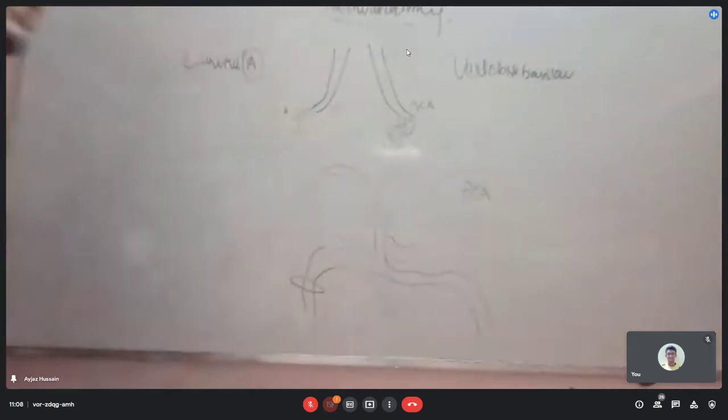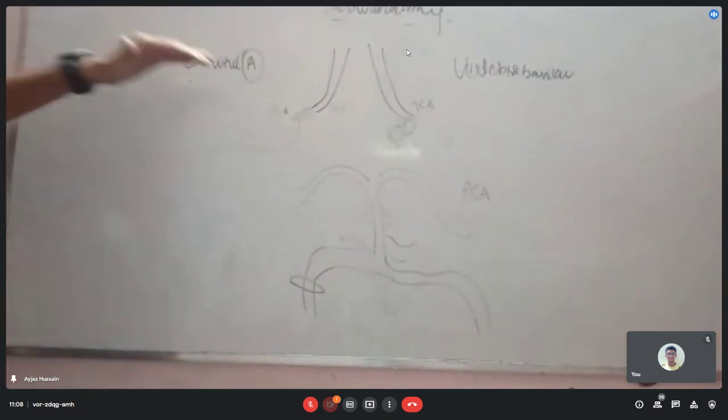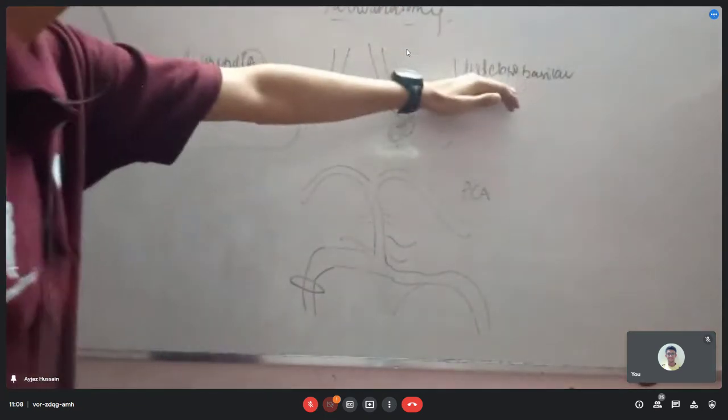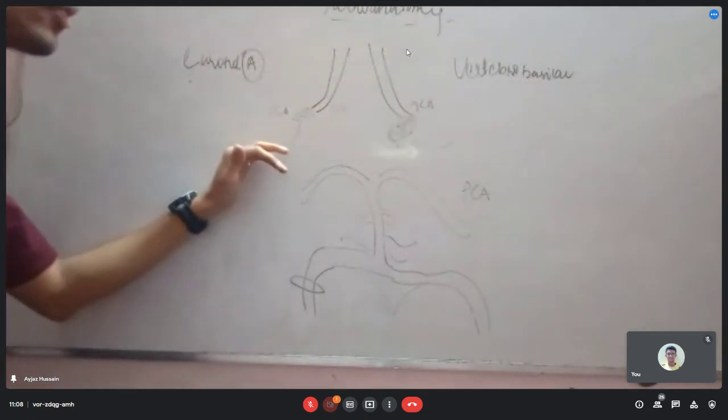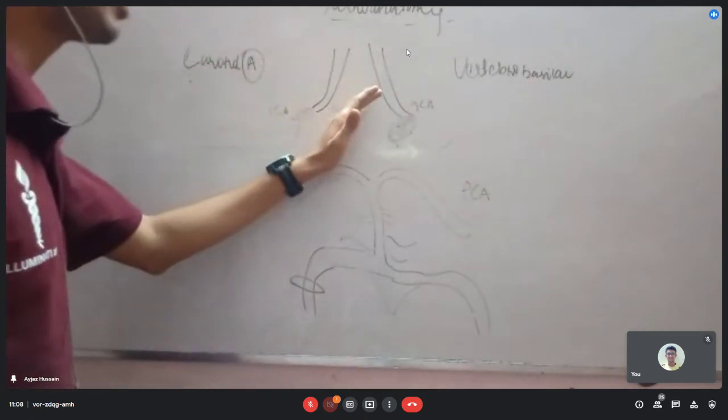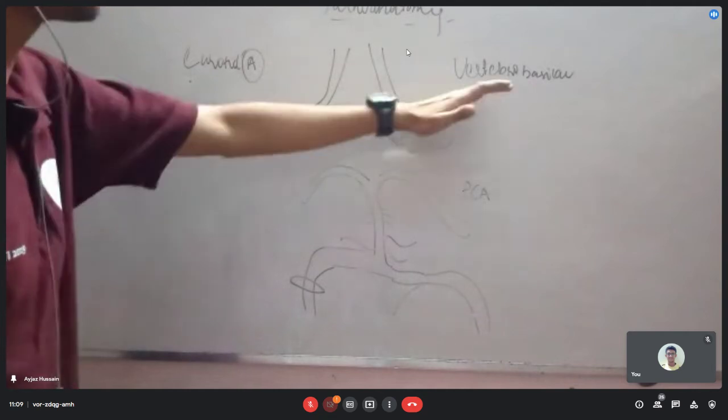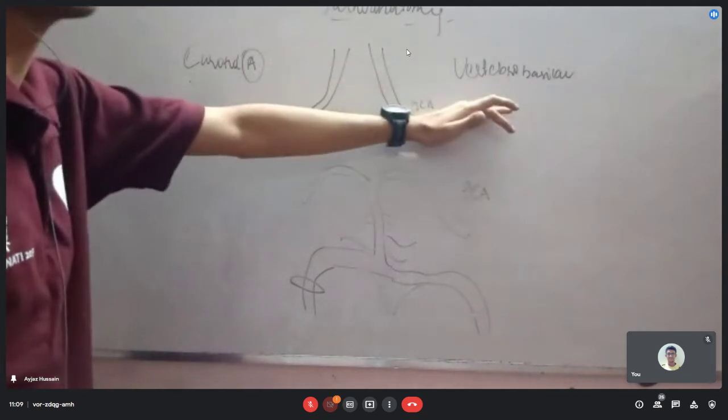So if somebody asks you what is the blood supply of the brain, you say the blood supply of the brain is by the carotid system and the vertebrobasilar system. The carotid system, or the internal carotid, gives two branches in the brain: the anterior cerebral artery and the middle cerebral artery.